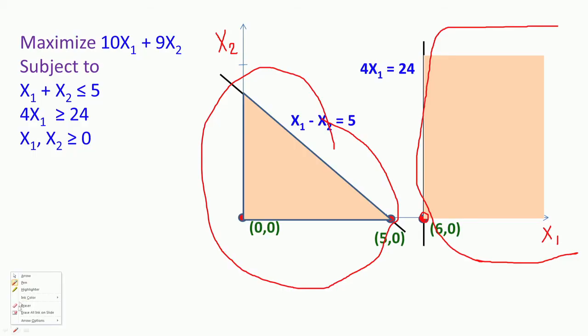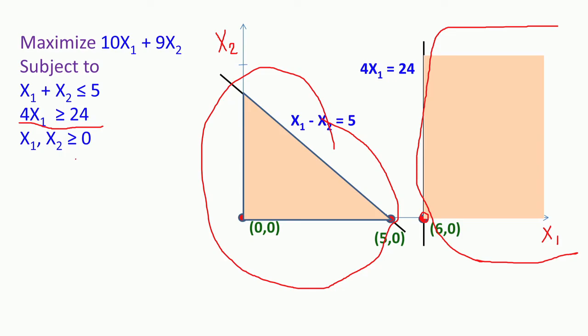Now, this infeasibility is indicated by the simplex algorithm with the presence of an artificial variable in the solution. That artificial variable had a value a1 equal to 4. That a1 was actually introduced in the second constraint, 4x1 greater than or equal to 24. So, this constraint became 4x1 minus x4 plus a1 equal to 24.